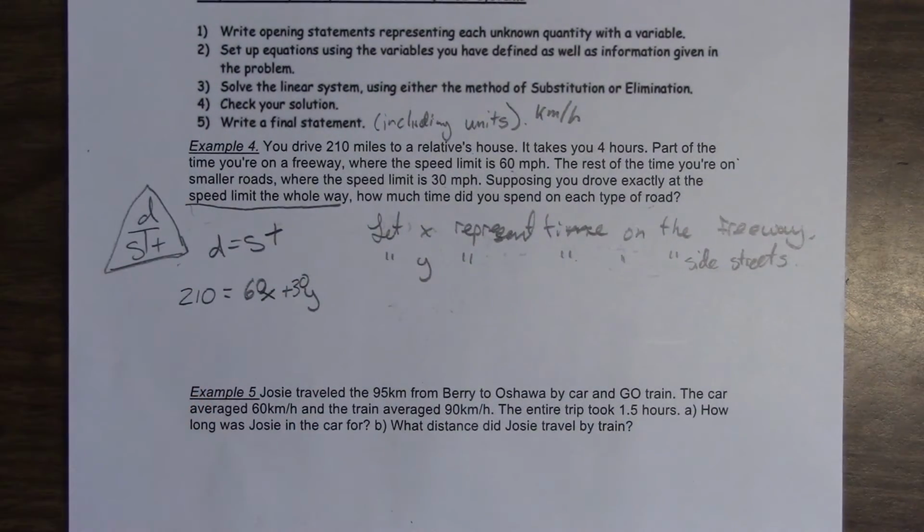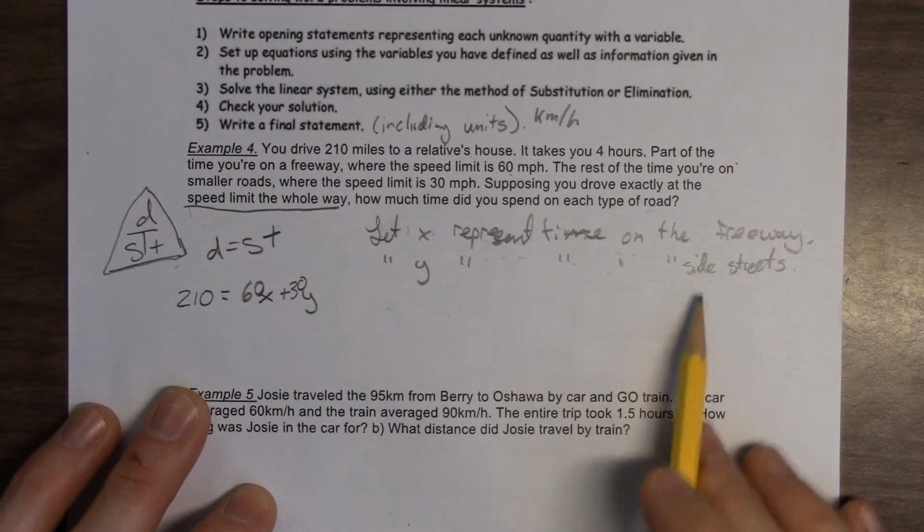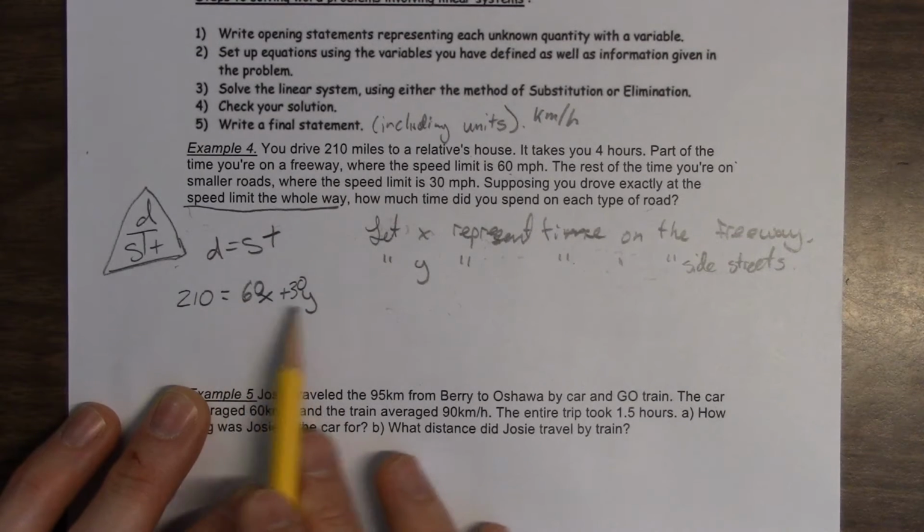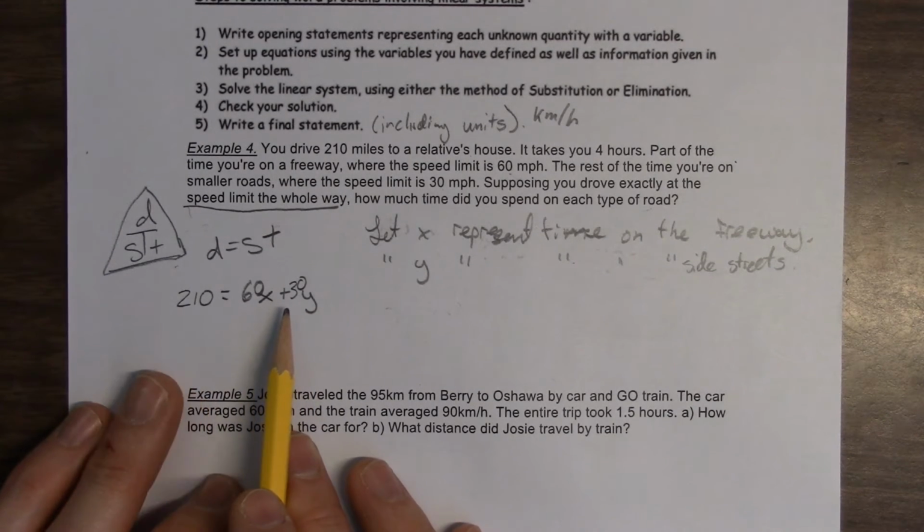Good. Does that make sense? Right? Because that's the speed, and we're multiplying it by the time that he's on those two, and that will give us the distance that he's on each. Make sense?